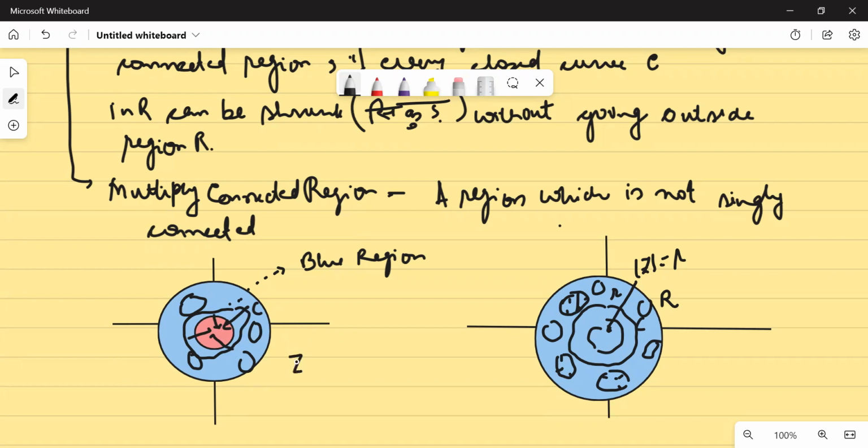In other words, say this is my annular region, which I'm shading right now. If I take any closed curve in this fashion and try to shrink it, eventually I will get into a region which is not yellow. So these regions are called multiply connected regions.